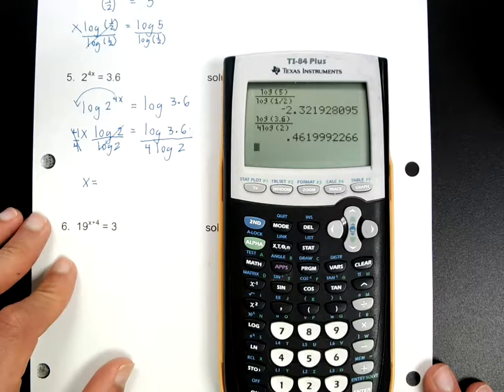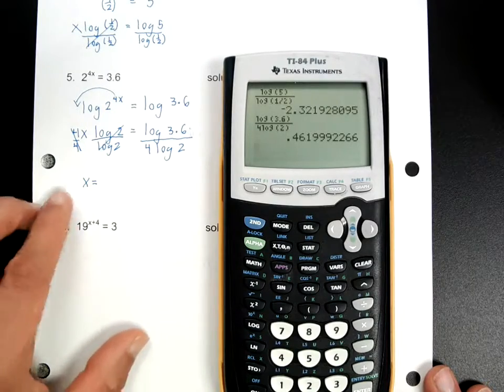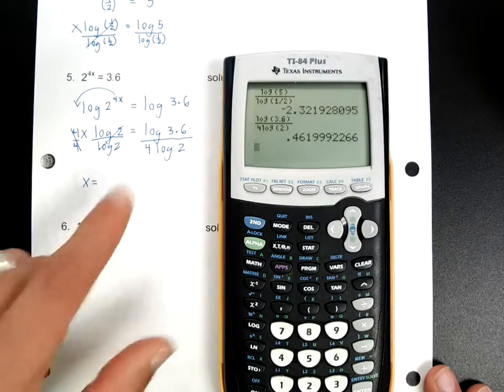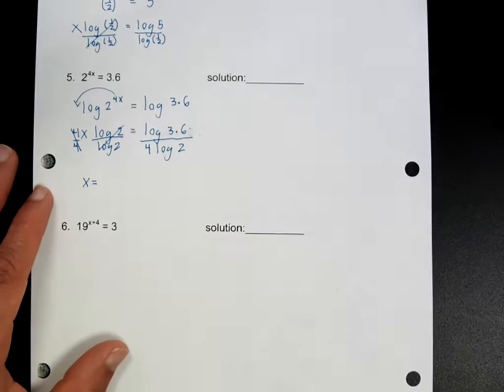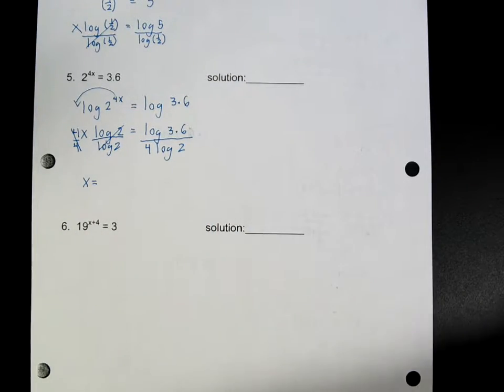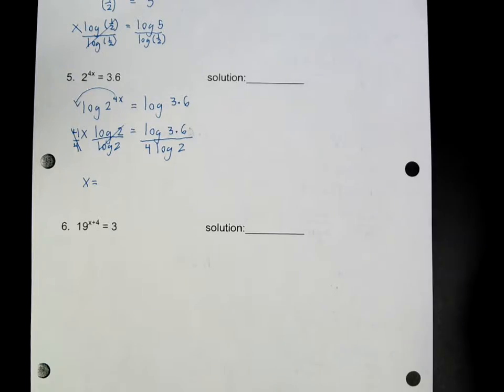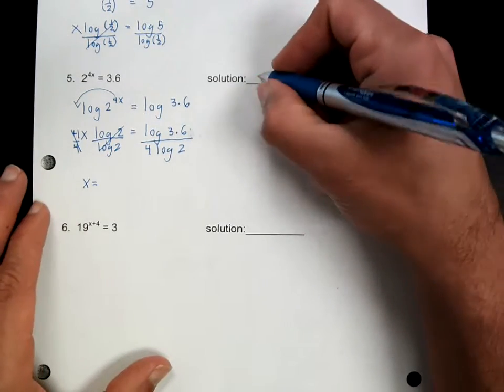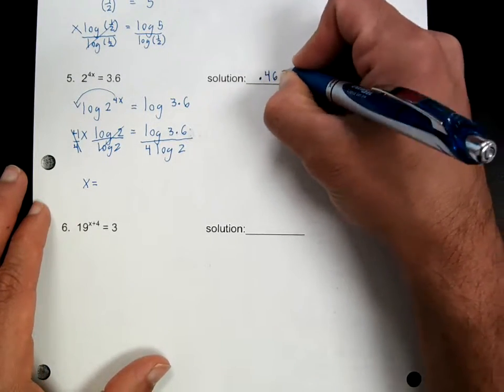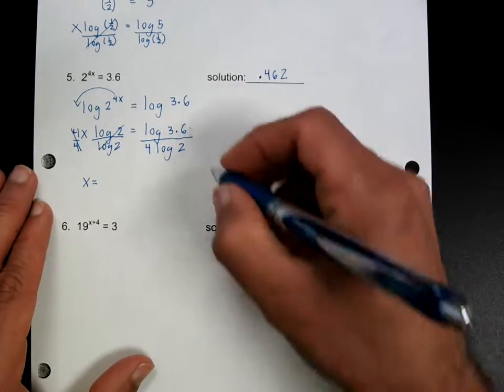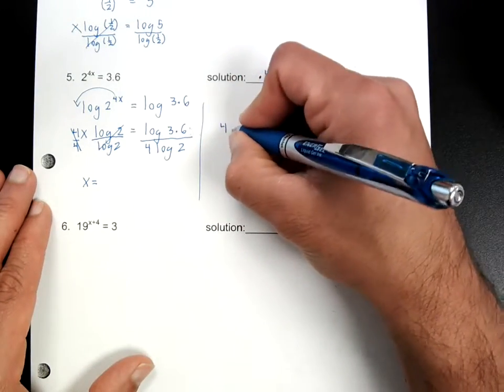But again, if you didn't want to do that, that's fine. You can have the 4x is equal to whatever this was without the 4, and that would still work. So this is equal to 0.462. All right. So again, the alternate way, let me write it down.